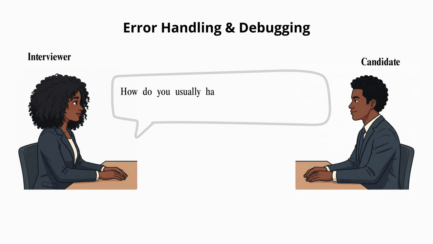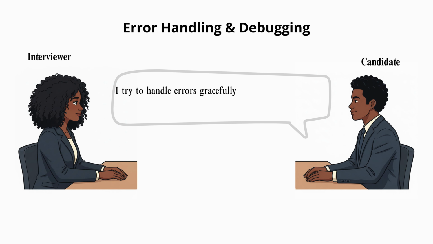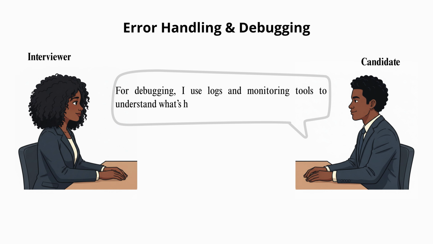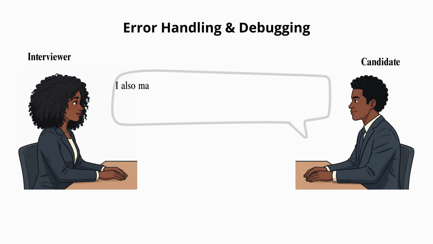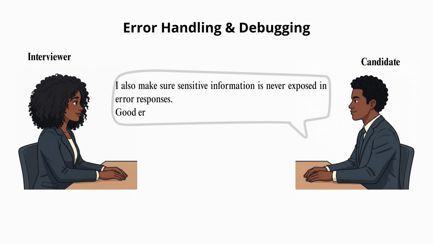How do you usually handle errors and debugging in backend systems? I try to handle errors gracefully and always return clear error messages from the API. For debugging, I use logs and monitoring tools to understand what's happening in production. I also make sure sensitive information is never exposed in error responses. Good error handling helps both developers and users.